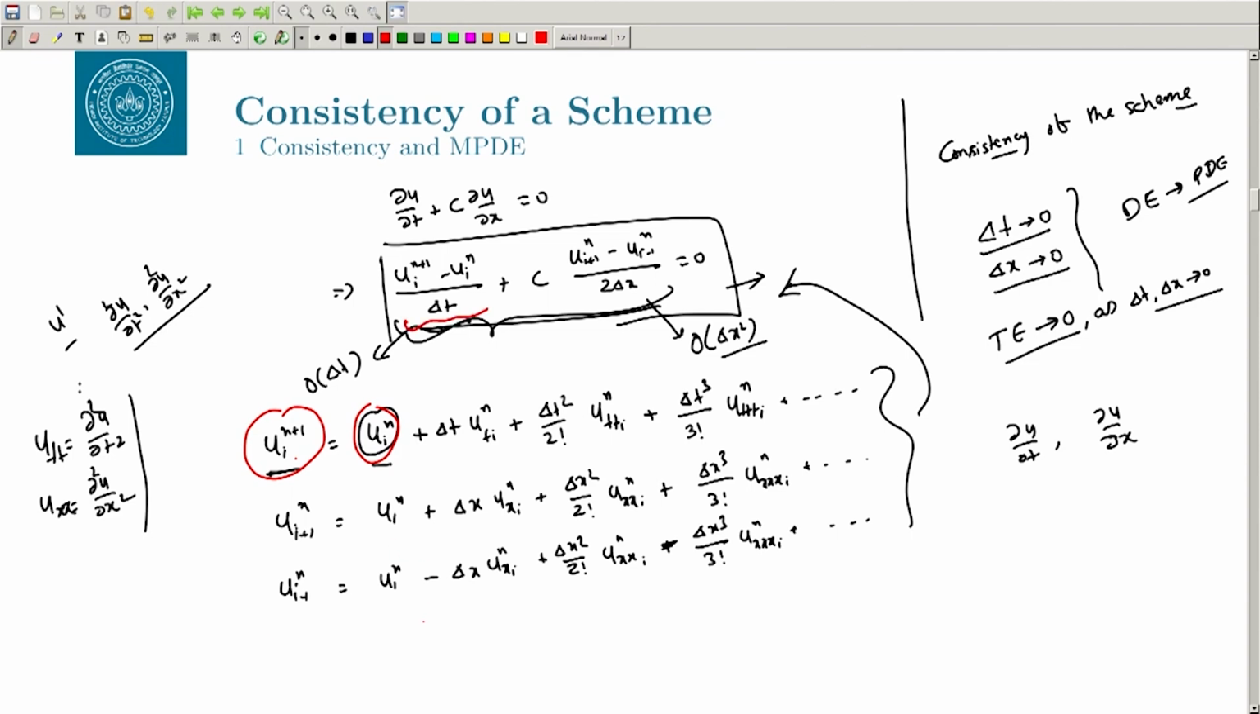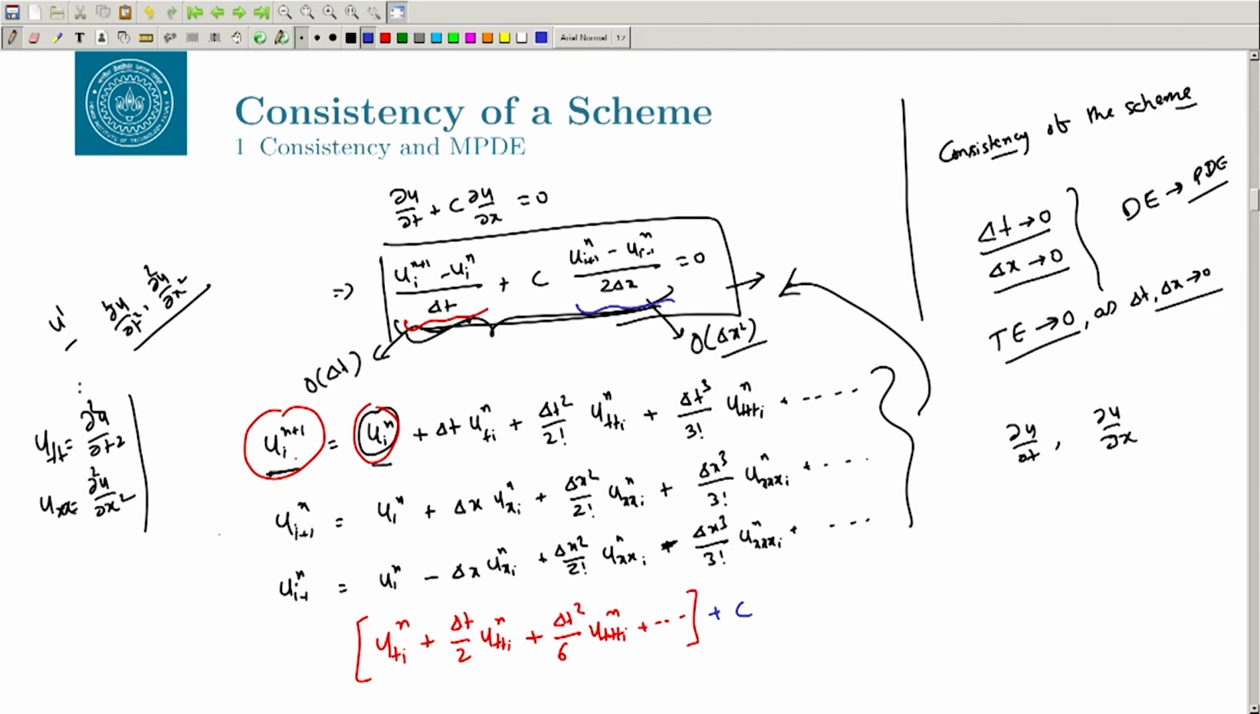That will look like u_t at (i, n) plus delta t by 2 u_tt at (i, n). Delta t square will get cancelled with delta t here, because I am also dividing by delta t. Plus delta t square by factorial 3, or 6, u_ttt at (i, n), plus some other terms. Let us retain up to this third term only, and then we will have plus c, and I am now expanding this.